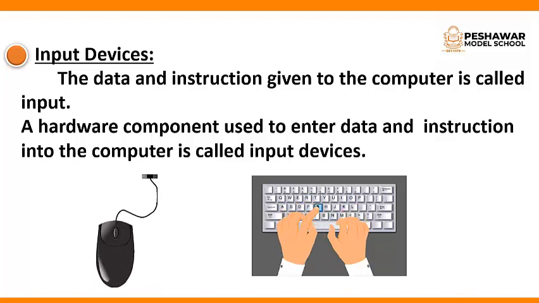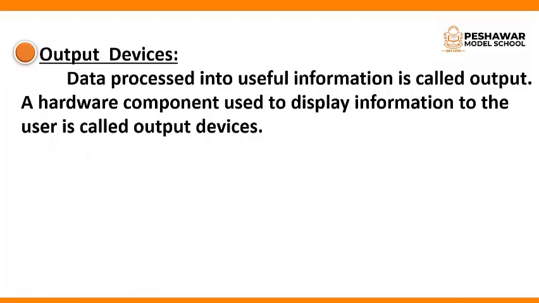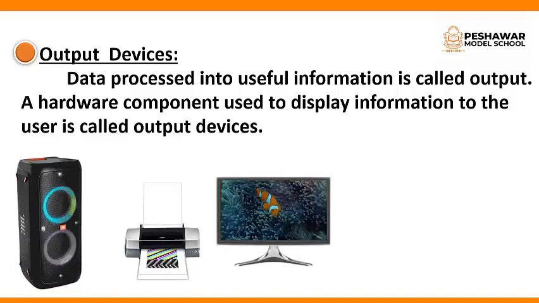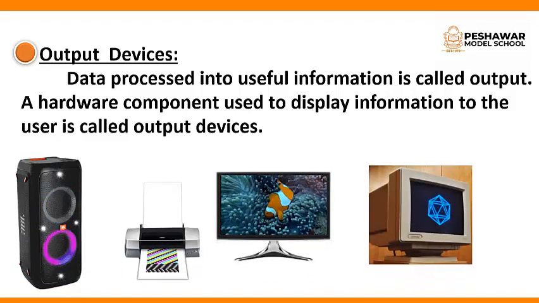Now, let's see what output devices are. Data processed into useful information is called output. A hardware component used to display information to the user is called an output device. Dear students, the most commonly used output devices are speakers, printer, LED and a monitor.